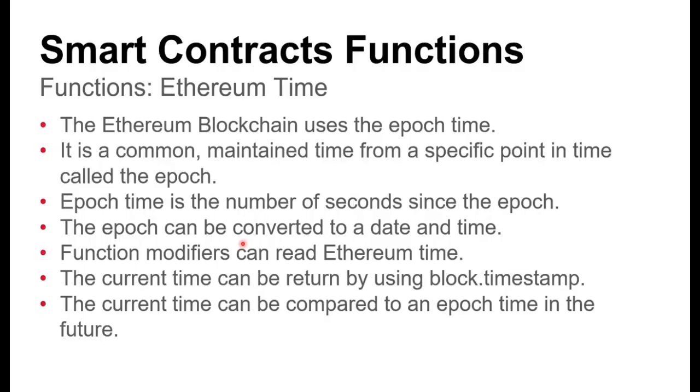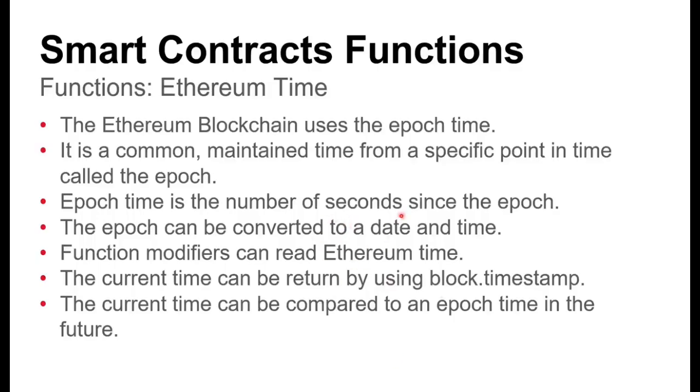And time, so Ethereum time. The Ethereum blockchain uses something called epoch time. It's highly common. It's time that's maintained from a specific point in time called the epoch, and it's the number of seconds since the epoch. The epoch can be converted to any date and time, and function modifiers can certainly read Ethereum time.